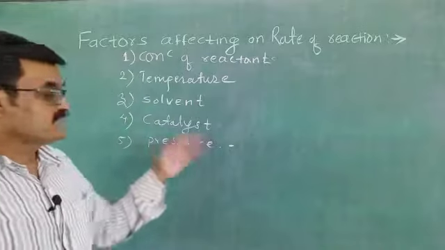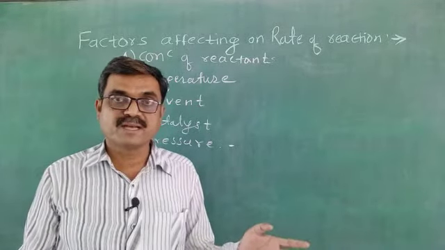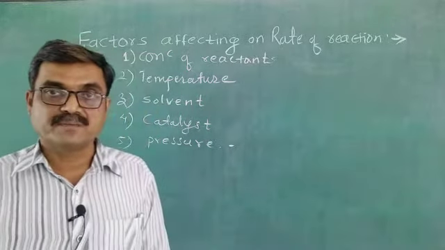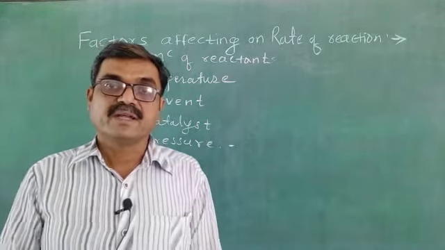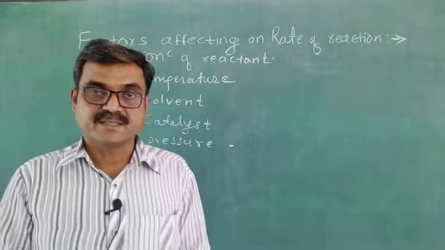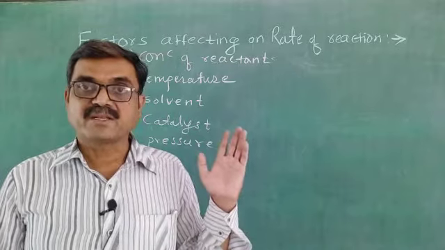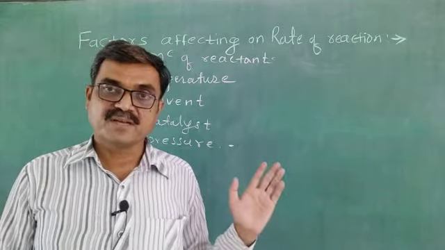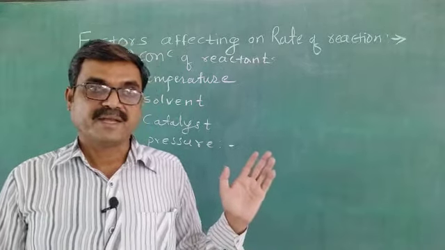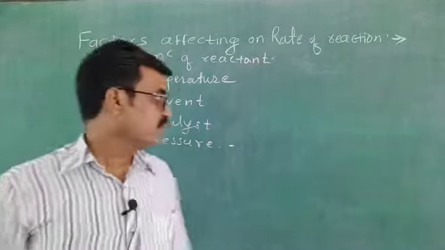Now next is catalyst. As you know, what is the role of the catalyst? To increase the rate of reaction. Due to the use of a catalyst, the rate of reaction increases. In order to increase the rate of reaction, we studied so many reactions, hydrogenation in the 12th standard or in first year. Platinum, palladium catalysts we have used. You know, the catalyst increases the rate of reaction.